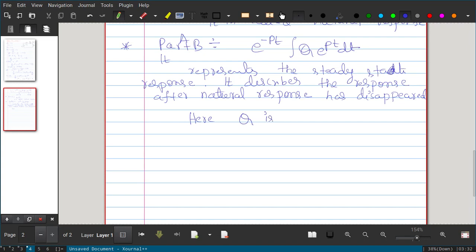Q is a DC, isn't it? What is Q actually? Q is V naught by L, but V naught is a DC value and L is a constant. I want only part B, so let it be IF. IF is nothing but part B, so part B is e power minus pt integration e power pt dt.